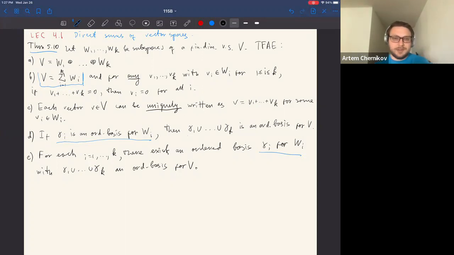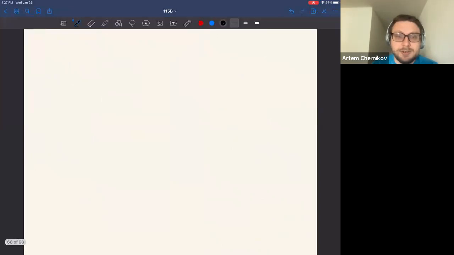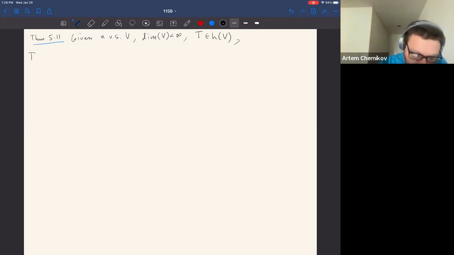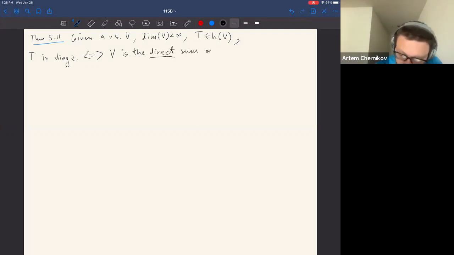So there is a bunch of things we did, but let's see some application of this theorem. We care about diagonalizable operators. This theorem allows us to get a nice description of when an operator is diagonalizable. This is theorem 5.11. Given a vector space V, as usual finite dimensional, and T a linear operator on V, then T is diagonalizable if and only if V can be written as the direct sum, not just the sum but actually the direct sum, of the eigenspaces of T.